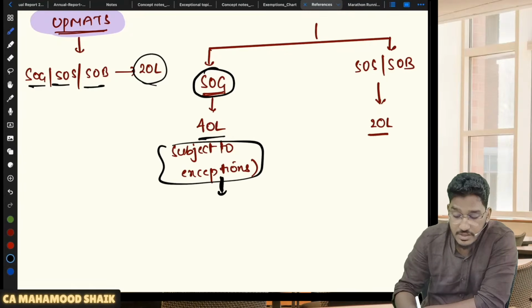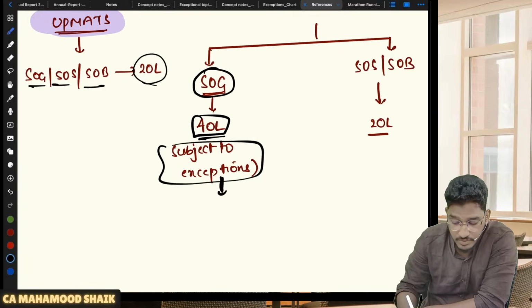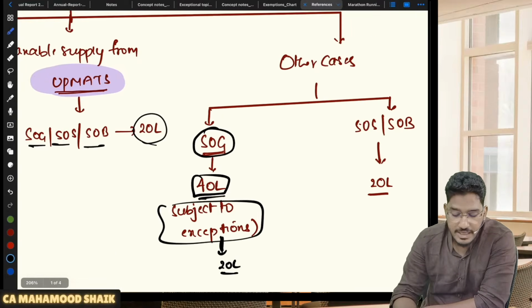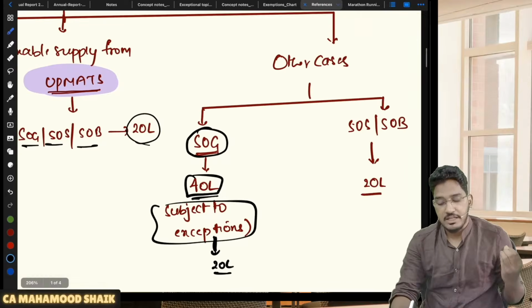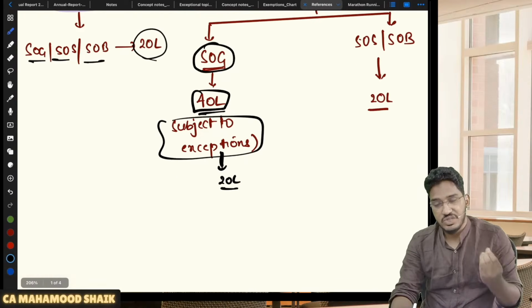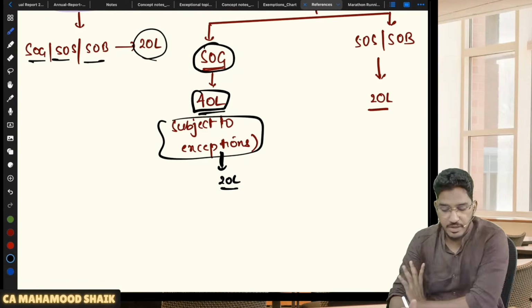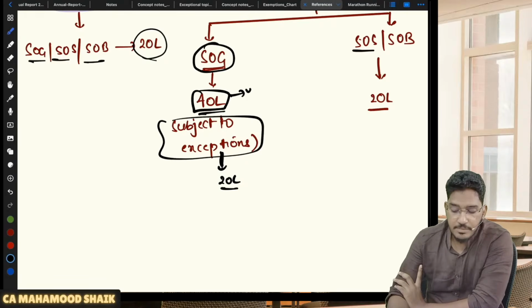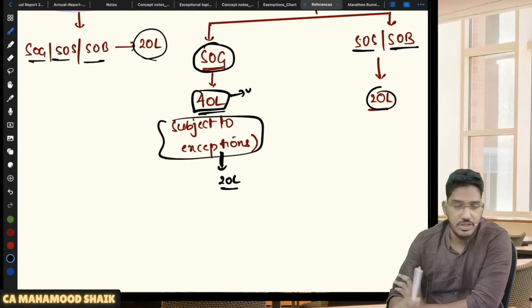So what do you mean by exceptions? Even though you are exclusively engaged in supply of goods, still you can't enjoy the enhanced threshold limit of 40. You will enjoy the threshold limit of 20 only. What are those exceptions? We'll come back to that later. But in case you are not making taxable supply from MMNT or UP MATs, you have to check whether you are exclusively engaged in supply of goods. If yes, usually 40 lakh rupees. In case you are engaged in supply of services or supply of both, then the applicable threshold limit will be 20.